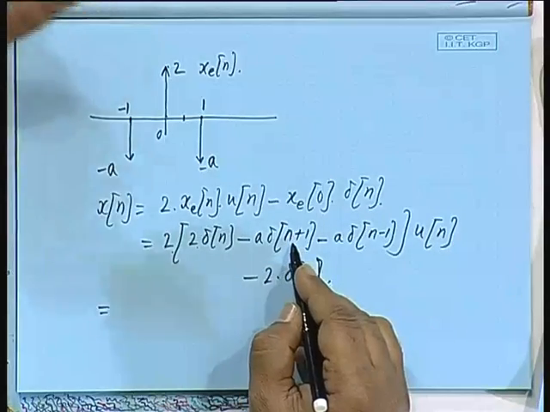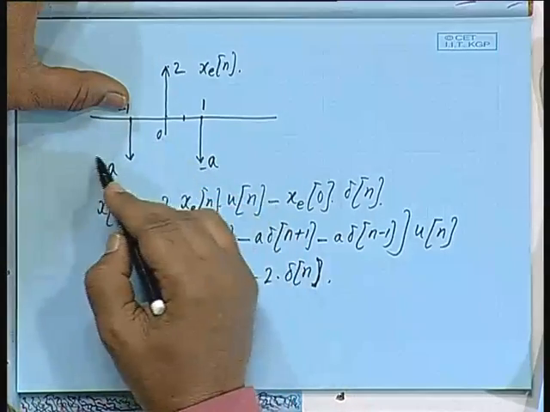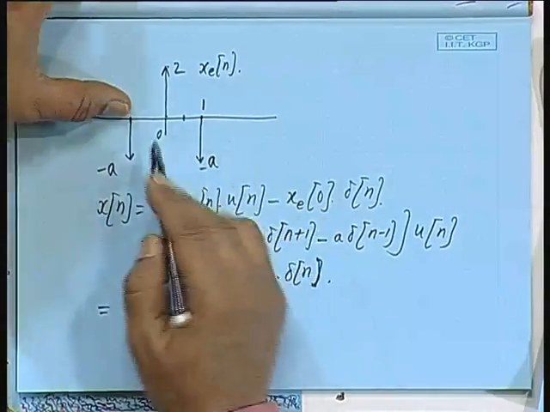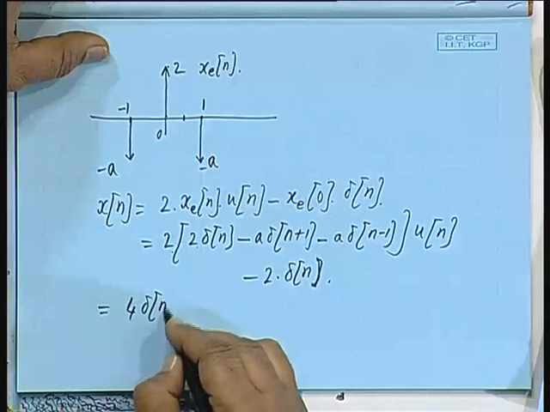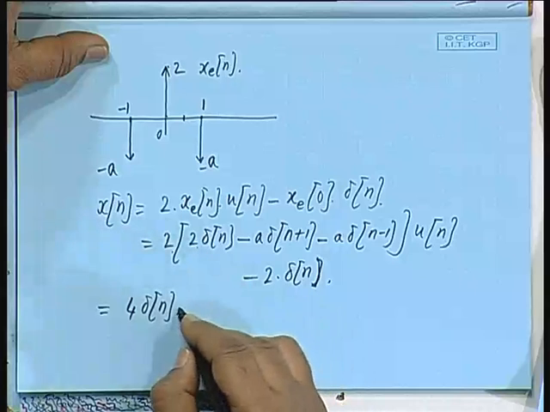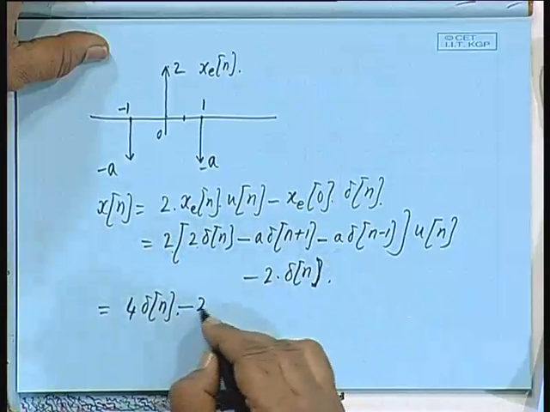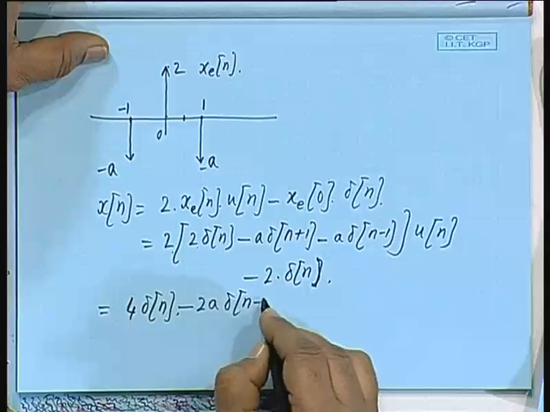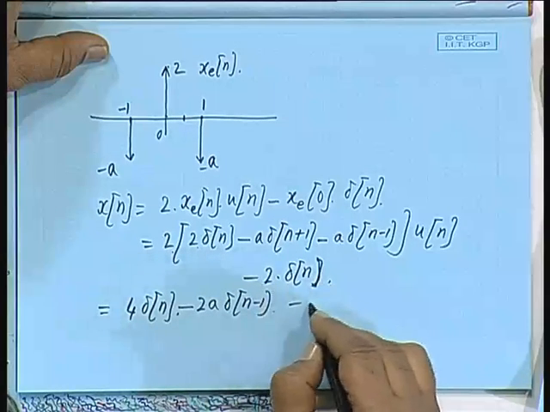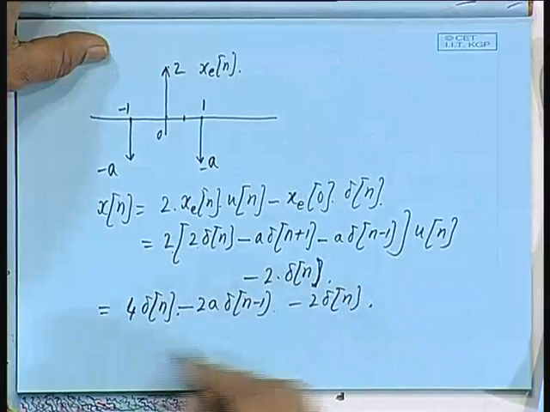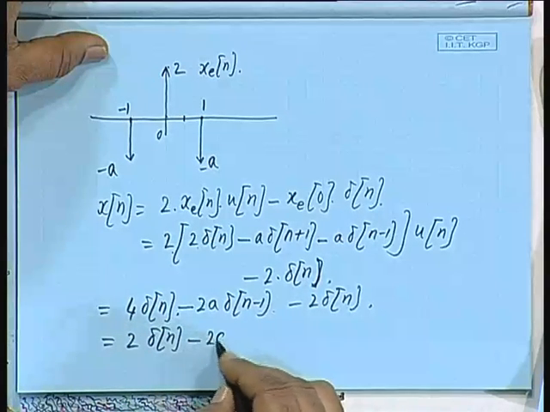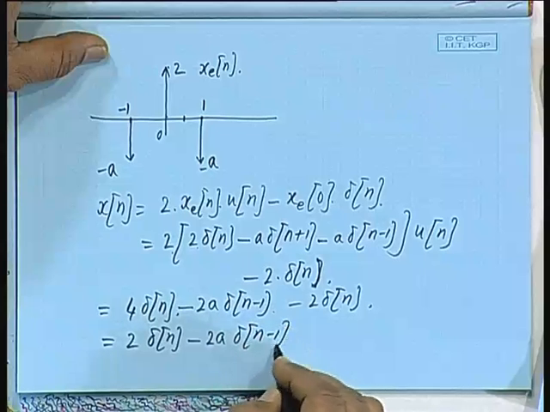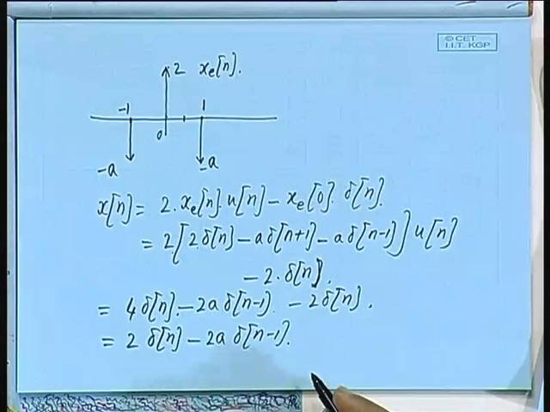So, delta n plus 1 does not have any chance, because it exists in the negative region of time and it is multiplied by un, which is having a 0 value here. So, this will be blocked out. So, it is 4 delta n, minus 2 a delta n minus 1 minus twice delta n. So, how much is it? 2 into delta n minus twice a delta n minus 1. This is the sequence.